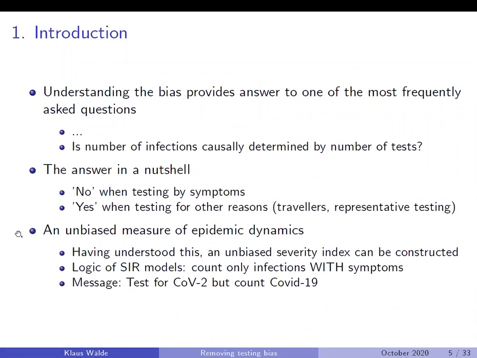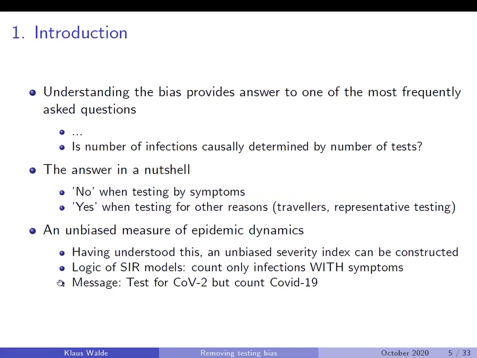After these negative messages, what is a positive one? How do we get an unbiased measure of epidemic dynamics? Well, an unbiased severity index can easily be constructed. When we follow the logic of the SEIR models, we should count only infections with symptoms. Right now, we count all infections. We take everything together, but this creates an intertemporal bias. So we should count only the infections with symptoms.